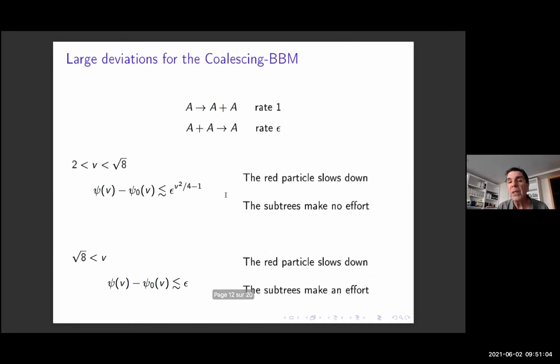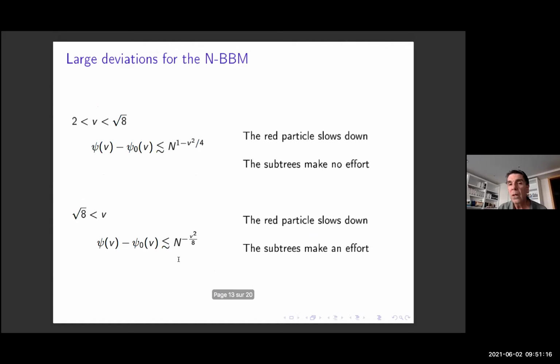And we have similar formulas for the coalescing branching Brownian motion, where the exponents are different, but essentially we have these two regimes. And again, in the NBBM, again, we have these two regimes. So these are the main results that we obtained with Zanchi a few years ago.